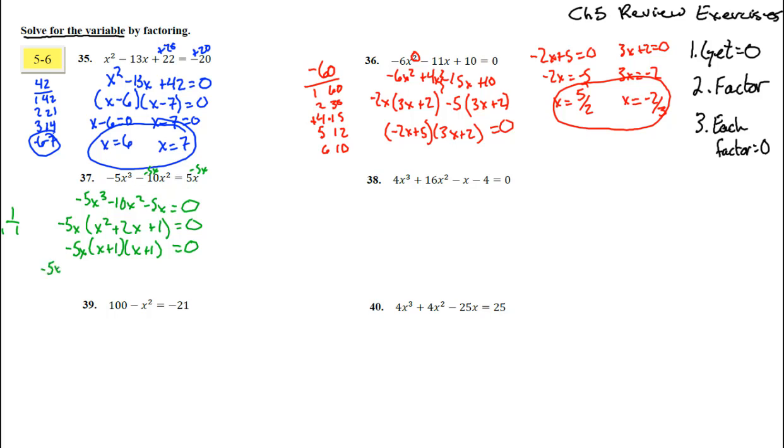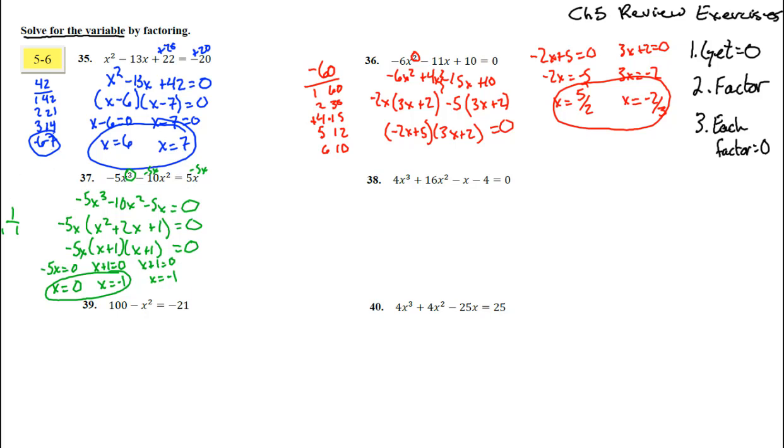We get negative 5x equals 0. Solve it and we get x equals 0. Notice when we have a variable out here as a greatest common factor, we actually get an answer, 0. That's important to note. Then x plus 1 equals 0, that's x equals negative 1. And then that gives us the same thing. So negative 1 happens twice, but we have two answers, 0 and negative 1. But it happens twice, so that's where we get our 3 to match the degree of our polynomial.